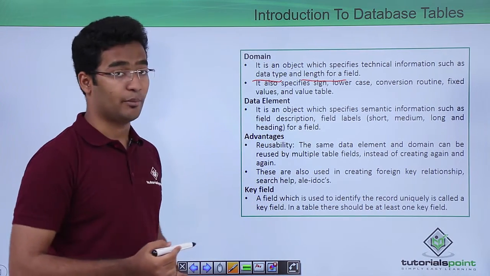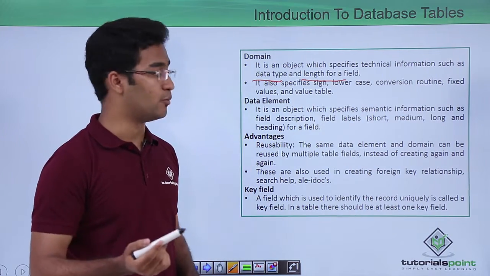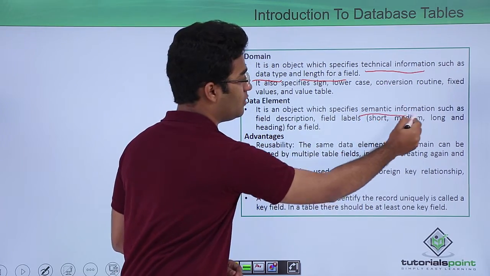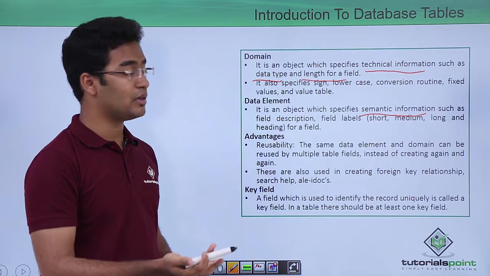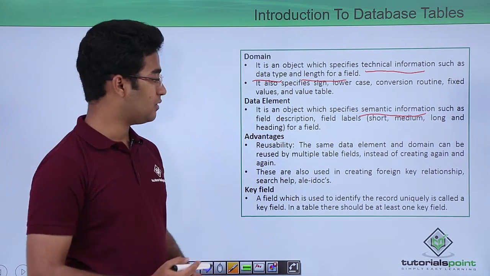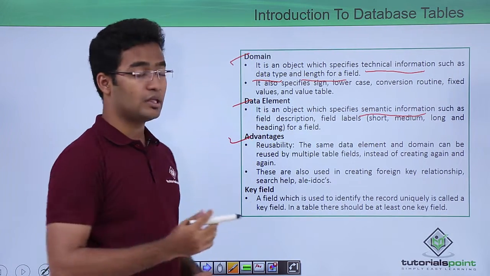Then comes the data element. A data element is an object which specifies the semantic information, whereas the domain specifies the technical information. The semantic information includes the field description and field labels, such as short, medium, long or heading.